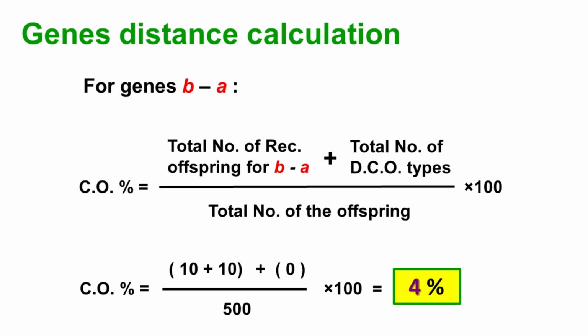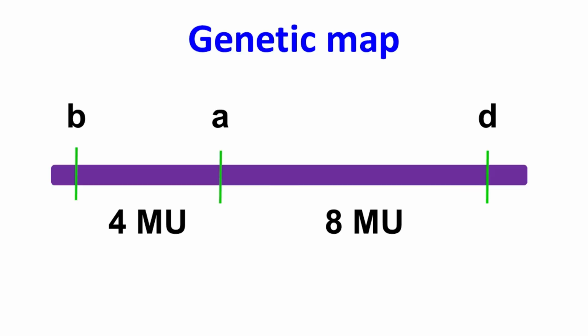Similarly, for the single crossover in region 2, which involves genes B and A, we calculate and obtain a crossover rate of 4%, corresponding to a distance of 4 map units or centimorgans. To answer part I of the problem, we draw a hypothetical chromosome segment and place the genes on it in the correct order, showing the distances between them.